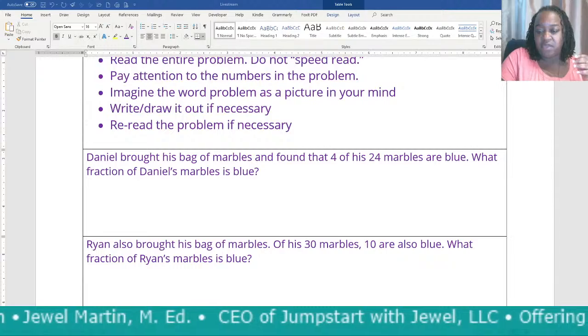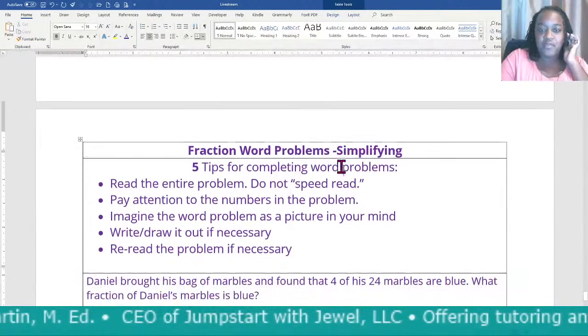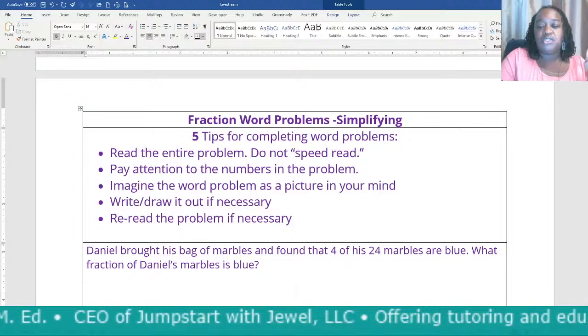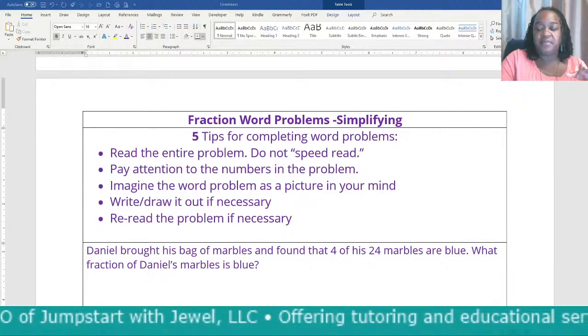Let me fix my screen. My screen is not right. Here we go. So what we're going over today, I don't know why that keeps blinking like that.